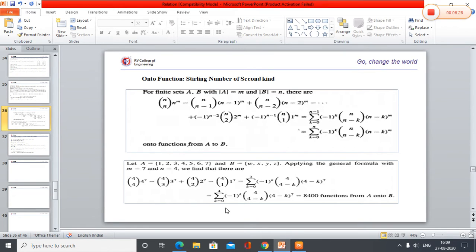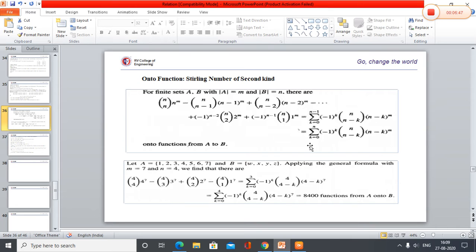Now we'll take one simple example. Now A is having 7 elements. So what is M here? 7, and B is having 4 elements, so N is 4 here. So M is equal to 7, the total number of elements in A, and N is equal to 4, the total number of elements in B. So we have to find the number of onto functions.